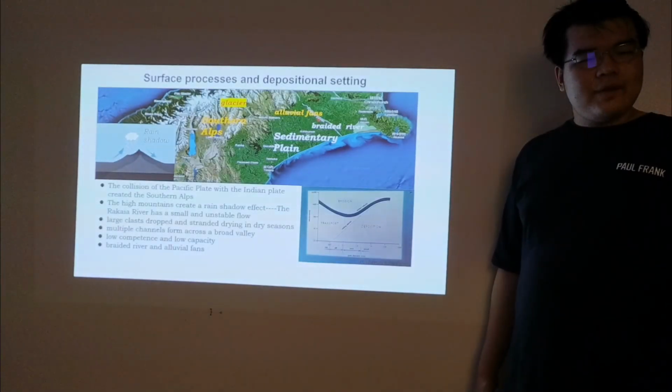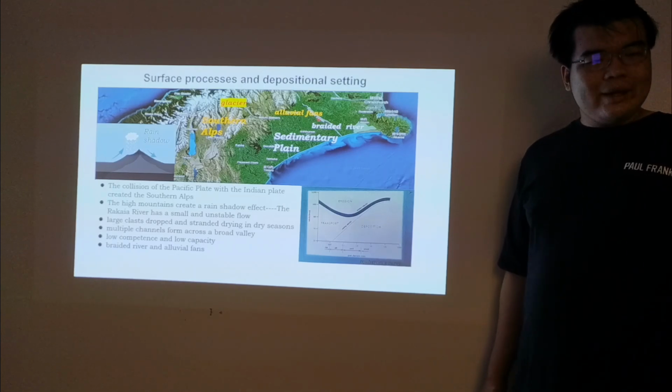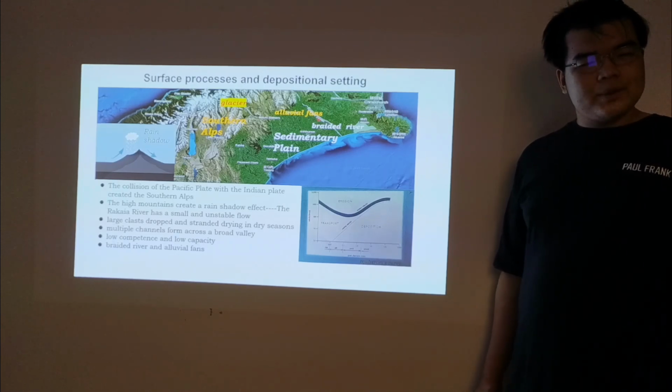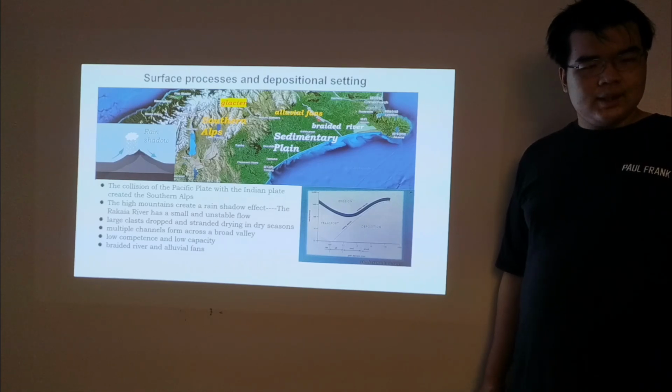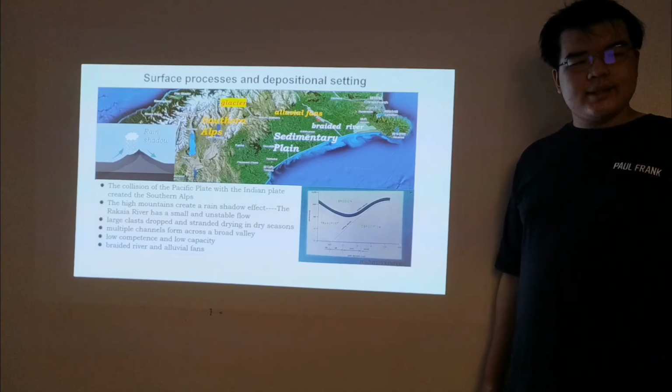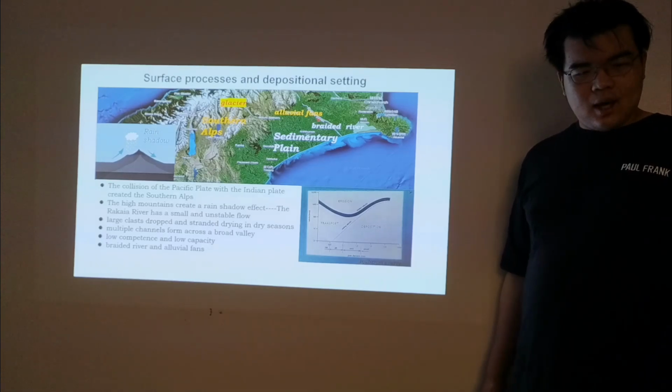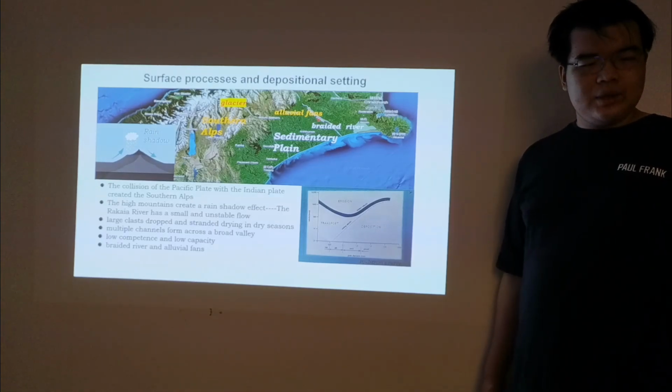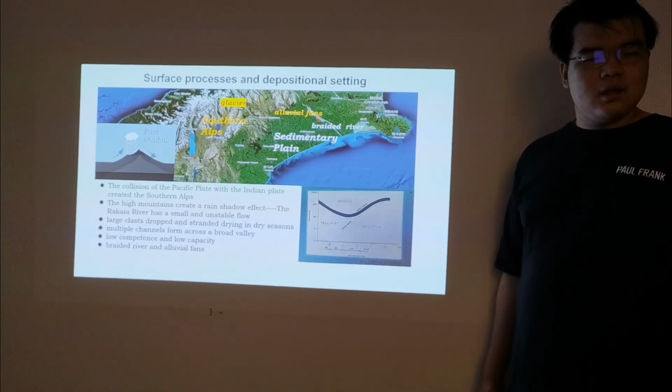The Rakaia River is an upland river, only 145 kilometers long, rising from the glaciers of the Southern Alps, flowing through the Canterbury Plains into the Pacific Ocean. Since the difference in elevation is large, the water flow is modest, unstable, and relatively fast. According to what we have learned, this river has low competence and low capacity. Large floods drop sediment, which is stranded during dry seasons.